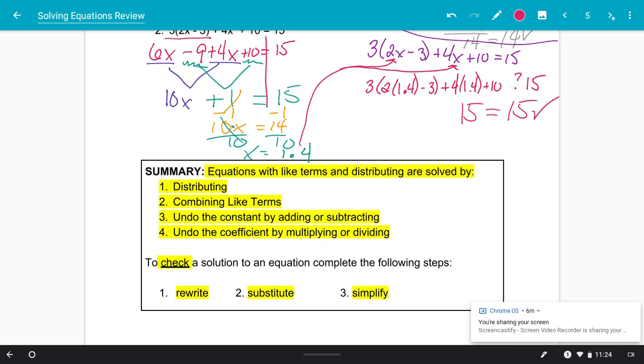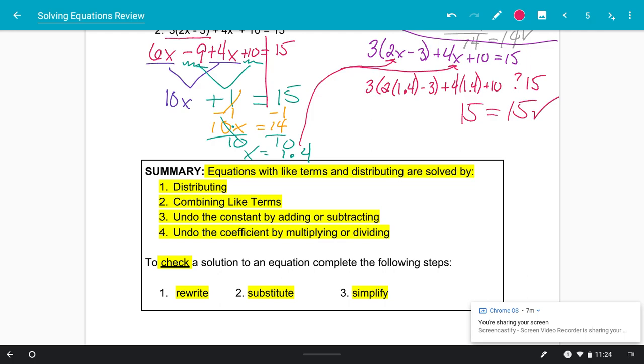So when we have these multi-step equations where we have like terms and distributing, you're always going to distribute first, then you can combine like terms. So we're going to do our distributing, which is multiplication, before we do addition and subtraction. So that's really just following order of operations to simplify. Once we've got a nice little two-step equation, we're ready to solve by undoing the constant with addition or subtraction, and then undoing the coefficient by multiplying or dividing. Remember that we can always check our answers by rewriting, substituting, and simplifying.